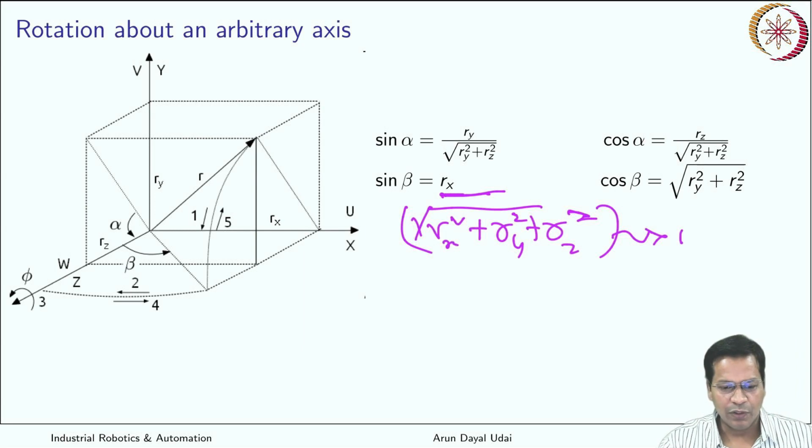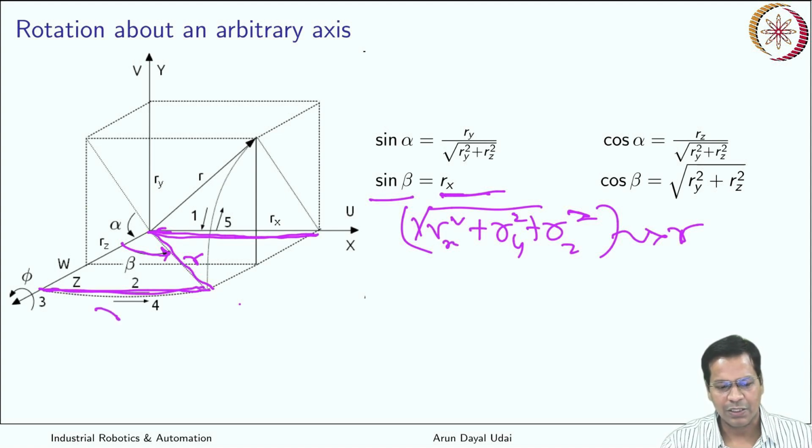So let us find out what sine beta is. This is beta. So sine beta will simply be this distance or this distance. This was initially r, so the magnitude of this is r. And this is your sine beta. Both are the same. So r sine beta is this distance, and how much is this? This is Rx. So Rx by r. So this is your sine beta.